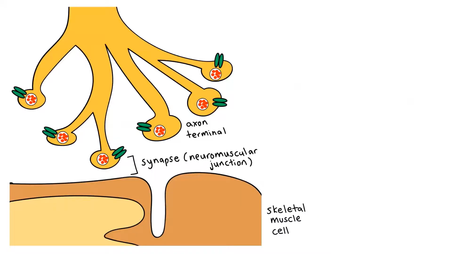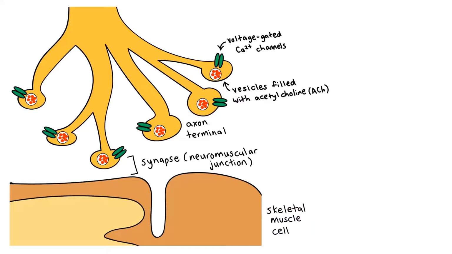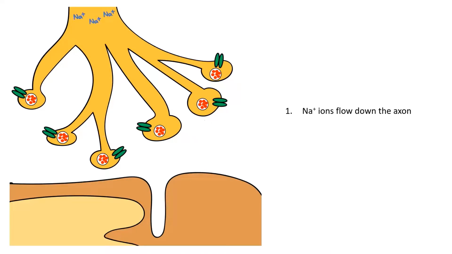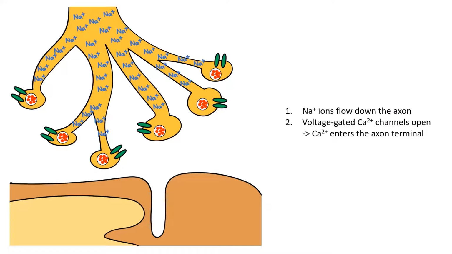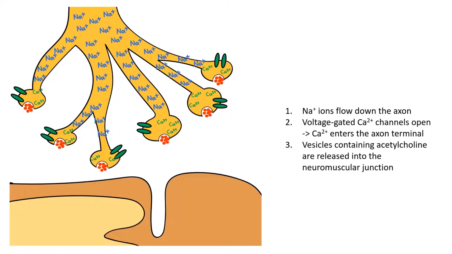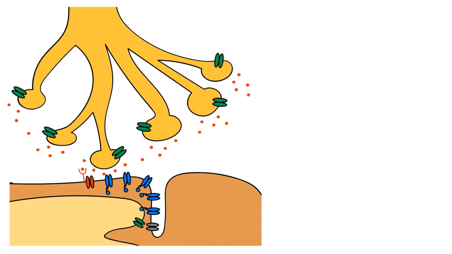There are also voltage-gated calcium channels in the axon terminal, as well as vesicles filled with neurotransmitters, in this case, acetylcholine. As mentioned, the sodium travels down the axon and into the axon terminal. This opens up the voltage-gated calcium channels and allows calcium to enter the axon terminal. There, it contributes to the vesicles fusing to the membrane so that they can release acetylcholine into the neuromuscular junction.